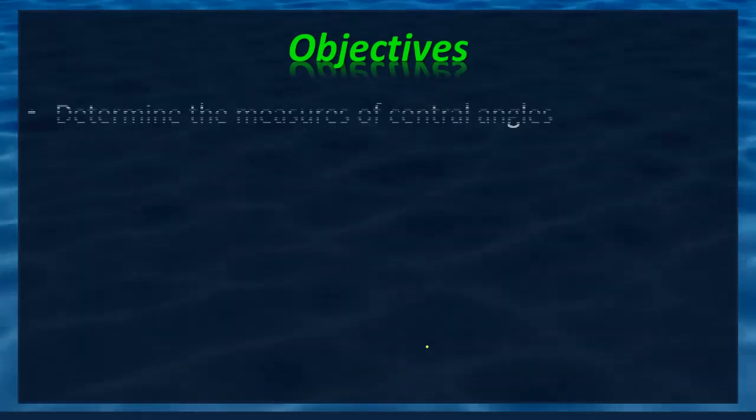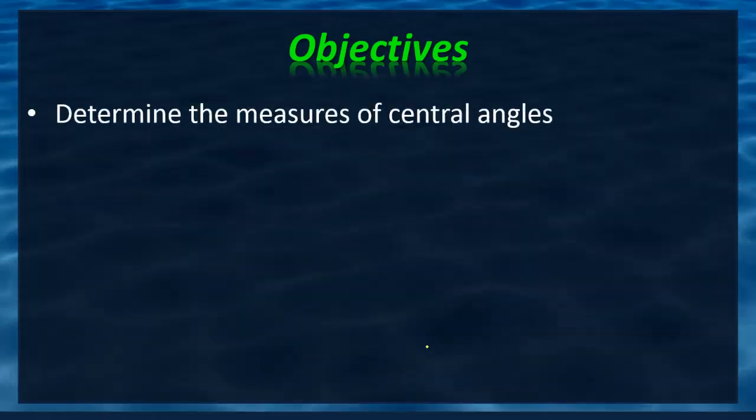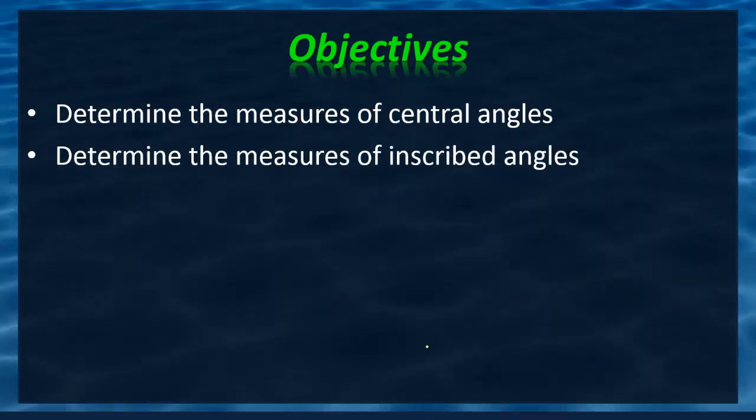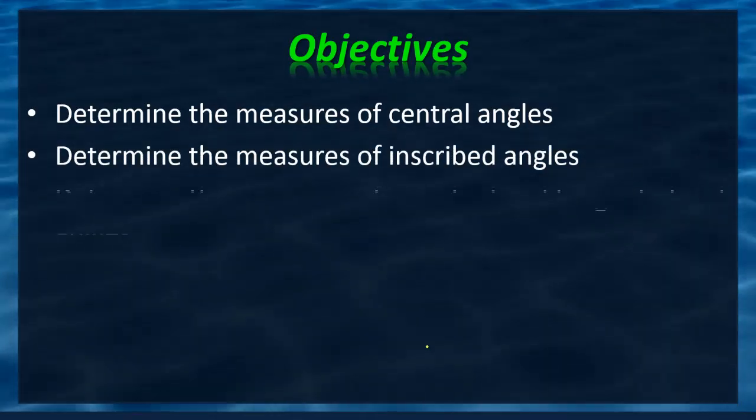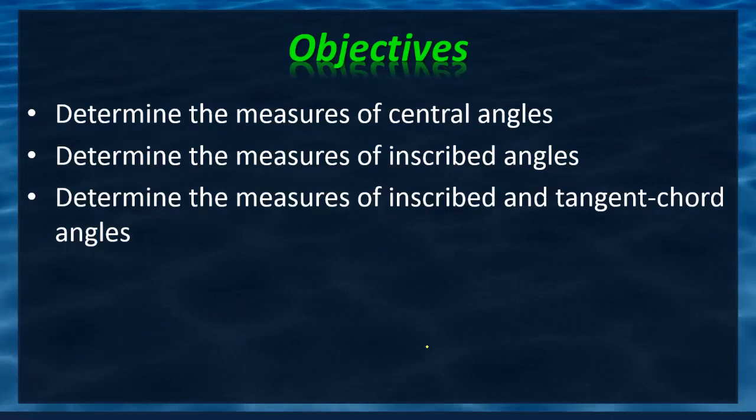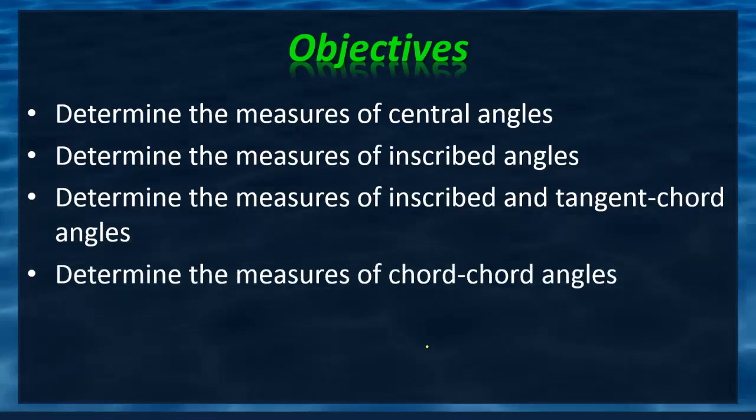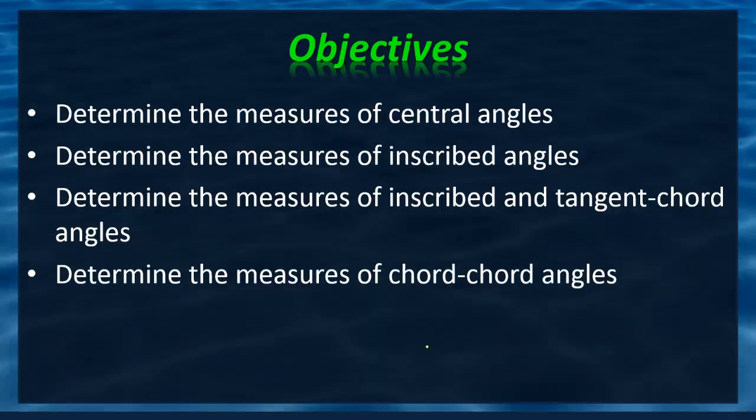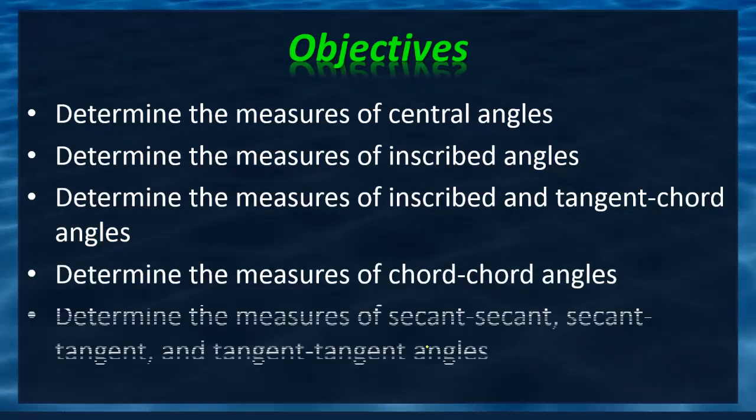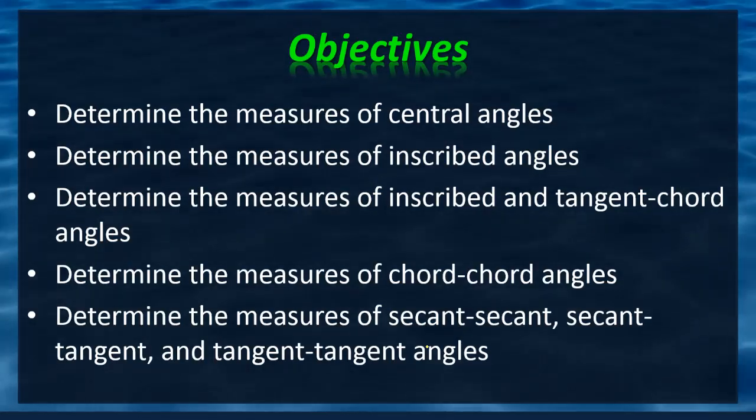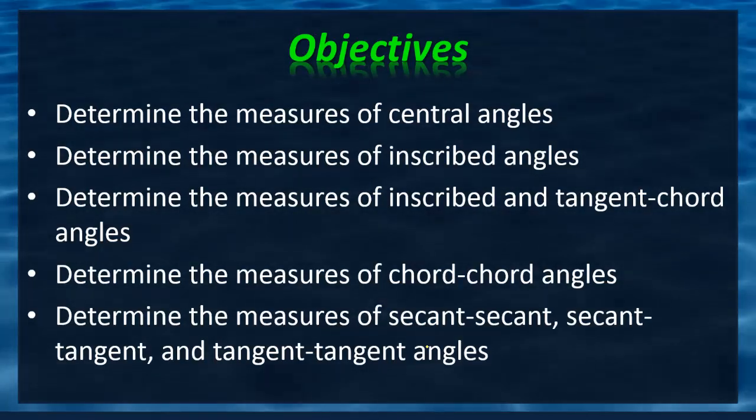All right, first one, you will be able to determine the measures of central angles. You'll be able to determine the measures of inscribed angles. You'll be able to determine the measures of inscribed and tangent chord angles. You'll be able to determine the measure of chord angles. And finally, you'll be able to determine the measures of secant, secant-tangent, and tangent-tangent angles.